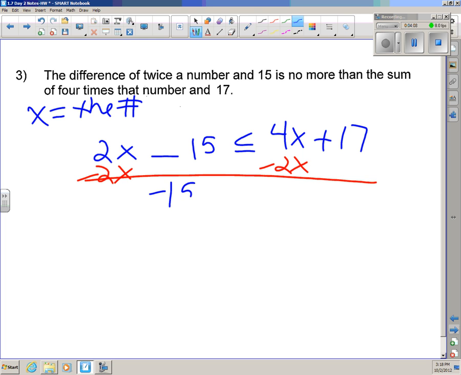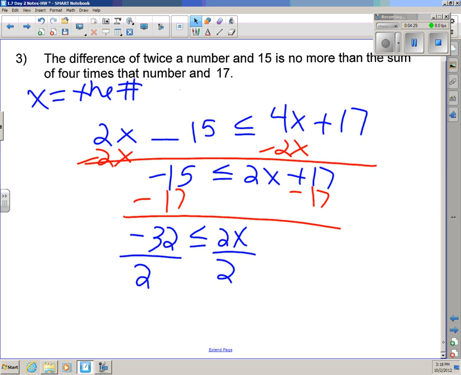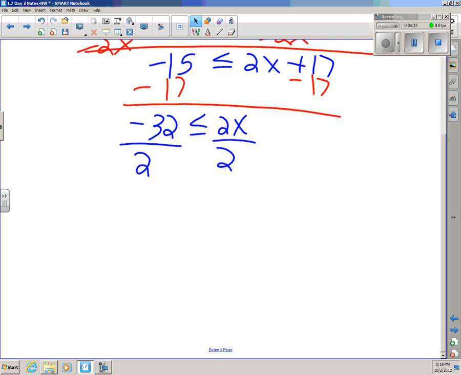Negative 15 is less than or equal to 2x plus 17. Subtract 17 on both sides, and you're going to get negative 32 is less than or equal to 2x. Divide both sides by 2. You're not dividing by a negative, you're dividing into a negative. All good. So then you get negative 16 is less than or equal to x.